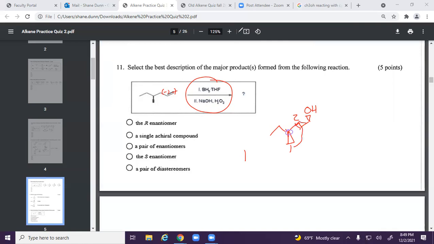What type of stereochemistry is that? R or S? It's S. There you go. It's S, and it's an enantiomer. Because in theory, it will change, but it's an S. It forms an S enantiomer. So there you go. Does that make sense what I did? That's why it's S. Does that make sense?